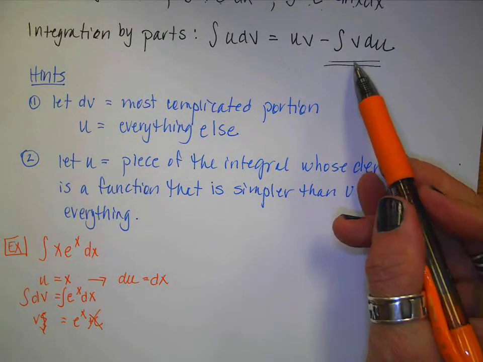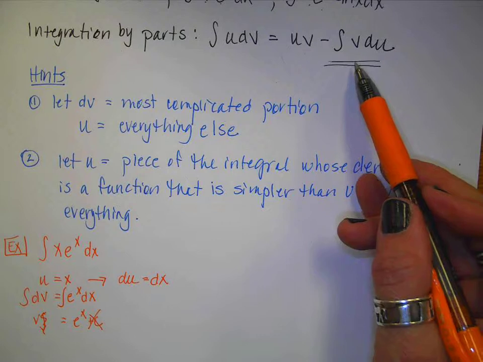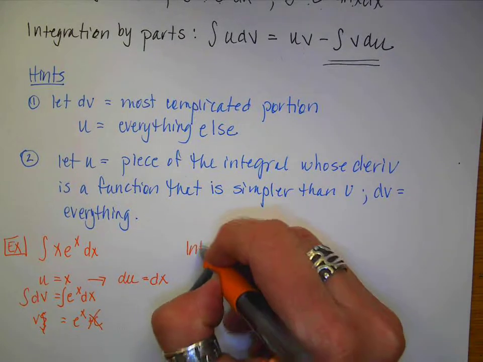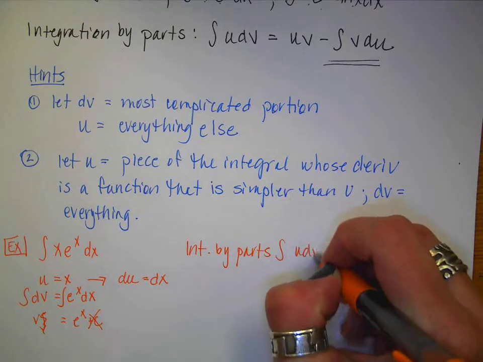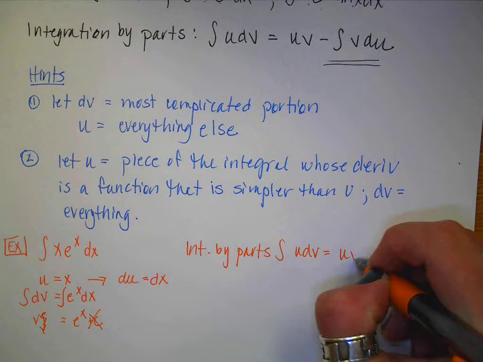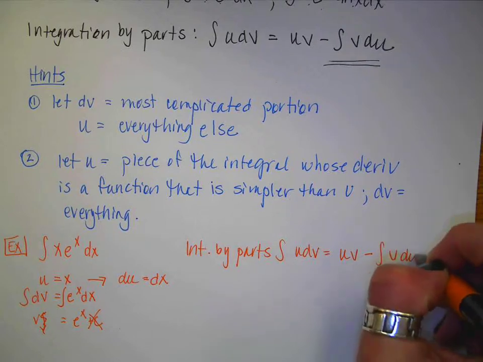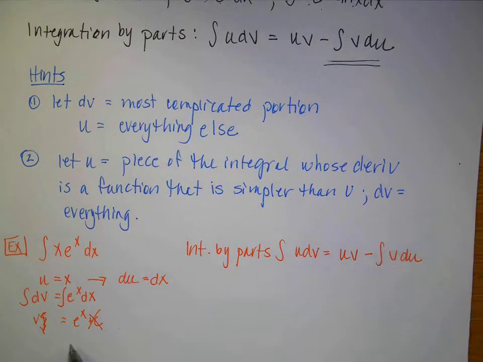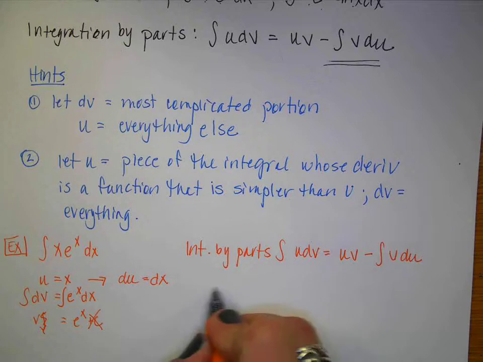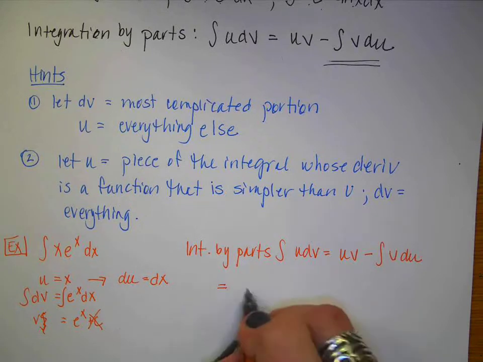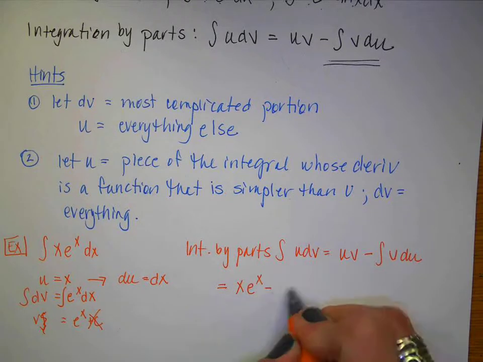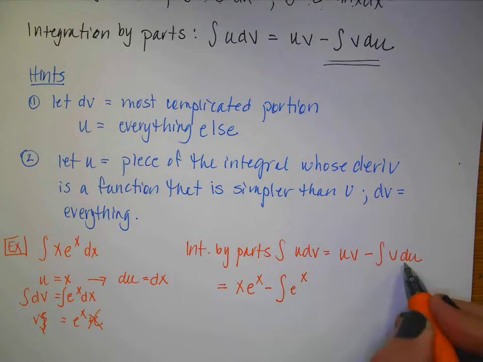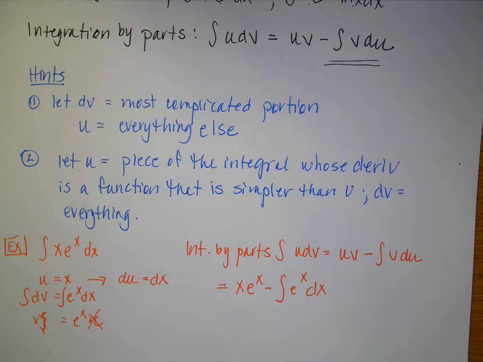Because when I integrate this, I'm going to generate a constant, and I don't need a ton of extra constants. So if I use integration by parts, then my integral of u dv is equal to u times v minus the integral of v du. And now I'm going to substitute everything in that I found. So my integral is going to equal u, which is x, times v, which is e to the x, minus the integral of v, which was e to the x, times my du, which is dx.